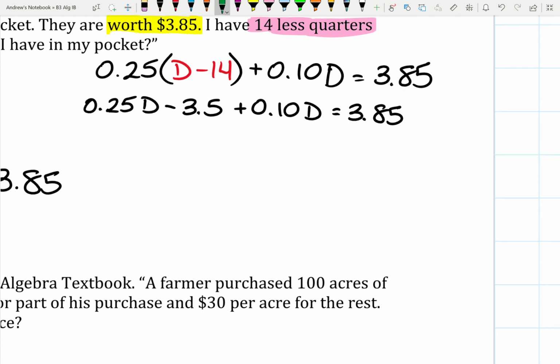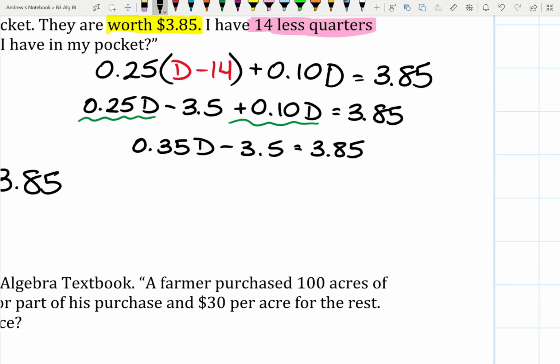Alright, sweet. So what we've got is some like terms. Again, they're on the same sides, so you don't need to do the opposite thing. It's just 0.25 plus 0.10. If you imagine you're adding a quarter plus a dime, that's 35 cents. So 0.35D minus 3.5 equals 385.